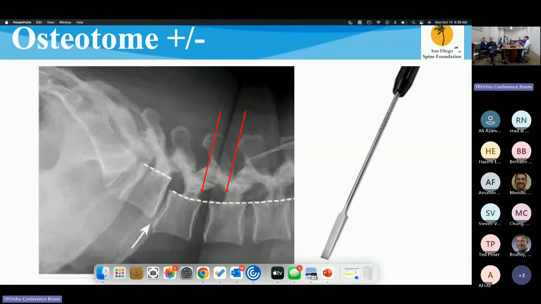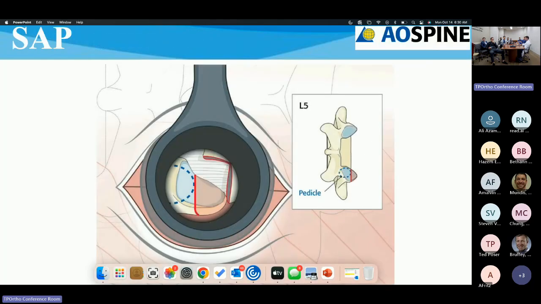So basically, if you're going to use the osteotome, line it up just cranial to the pedicle below or just caudal to the pedicle above, so you're sort of flush. That's a really quick way to get the pars released and get the IAP off as well. And as long as you're flush to the pedicle, you shouldn't hit the traversing nerve root. But just be careful.